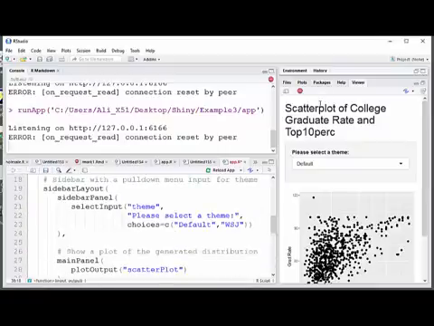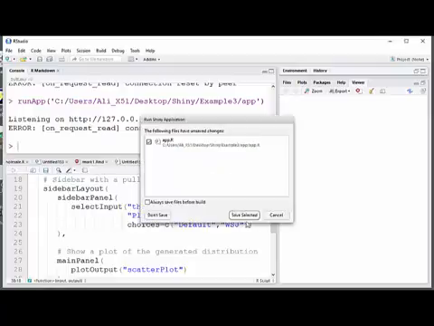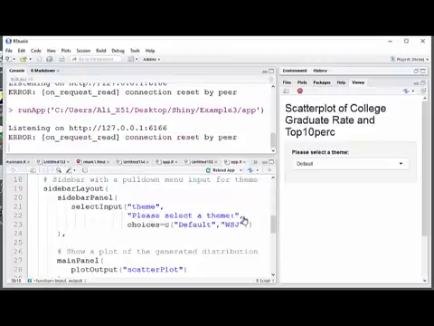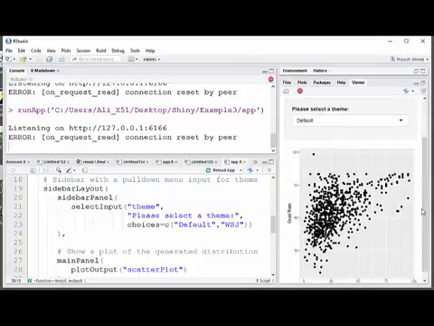And then I'm going to stop the one there, and then I'm going to run the app again. It'll make you save it. And then there's what I have, and you can have a look at that.